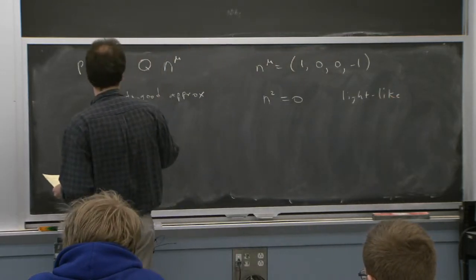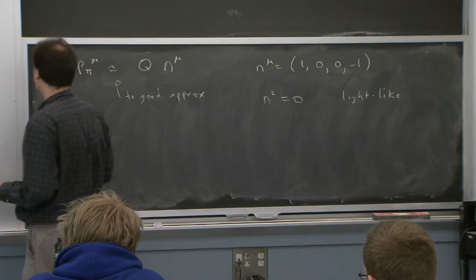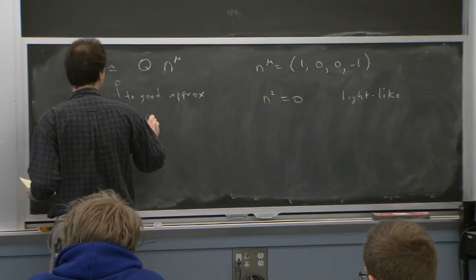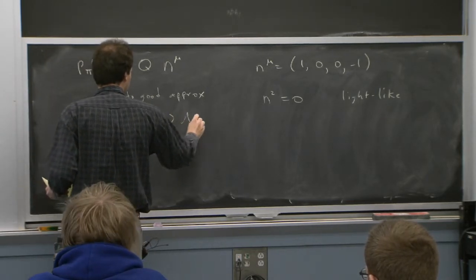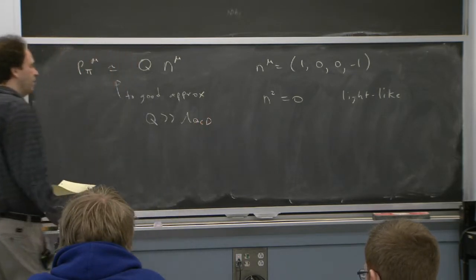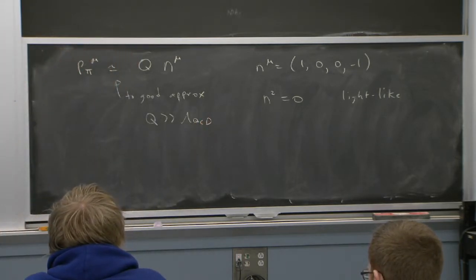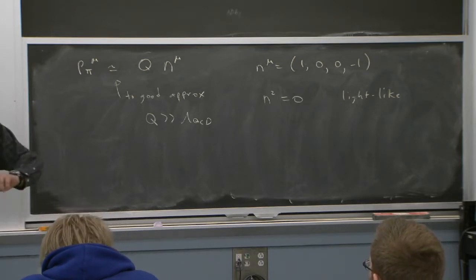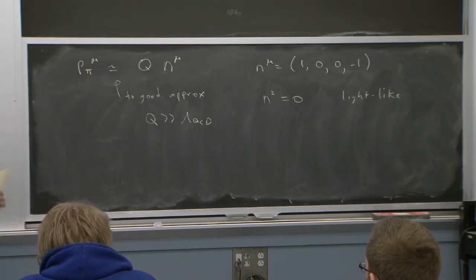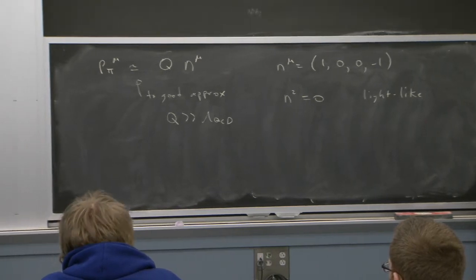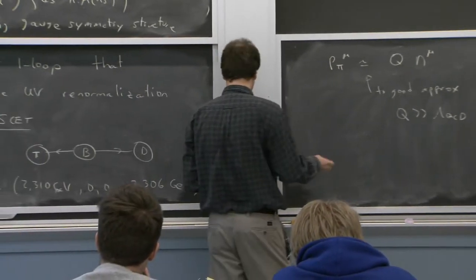And what we're going to be expanding in is, instead of expanding in q over m_B, q of the pion, we're going to think about the dynamics with this q scale, 2.3 GeV, as being much bigger than Lambda QCD. So we're going to use, for particles like this pion that are very energetic, light cone coordinates.